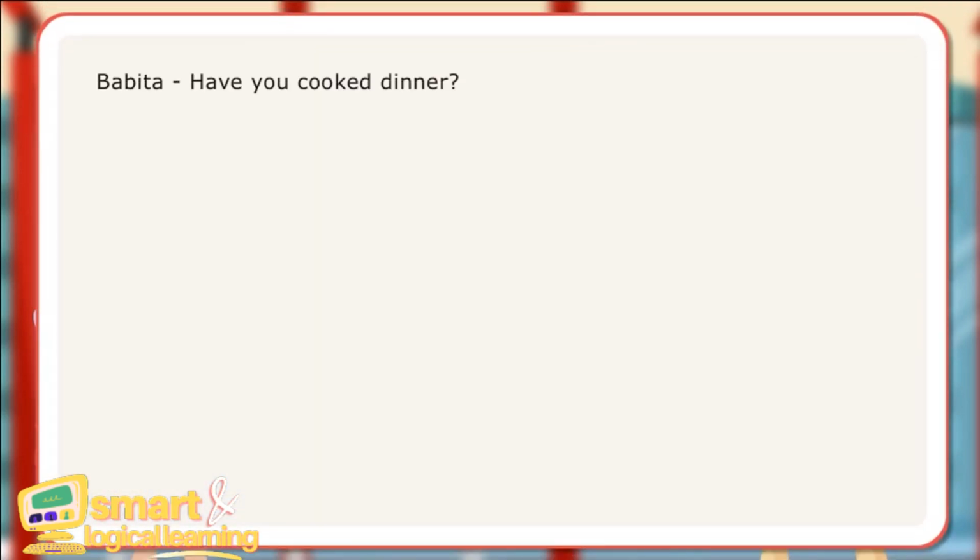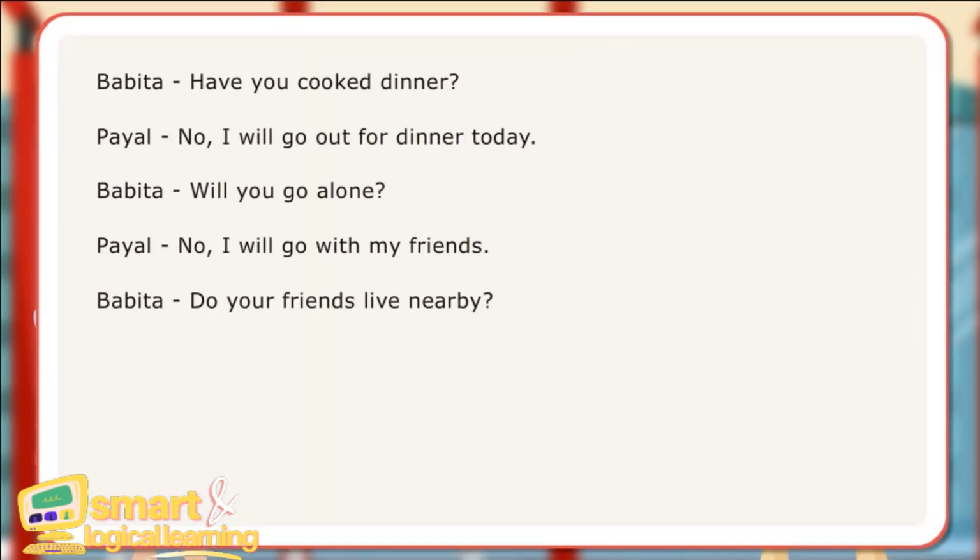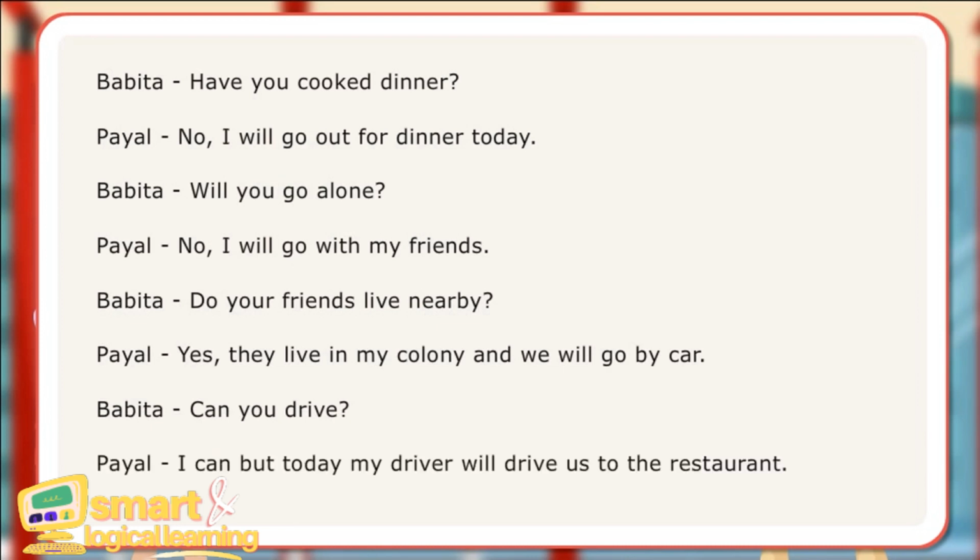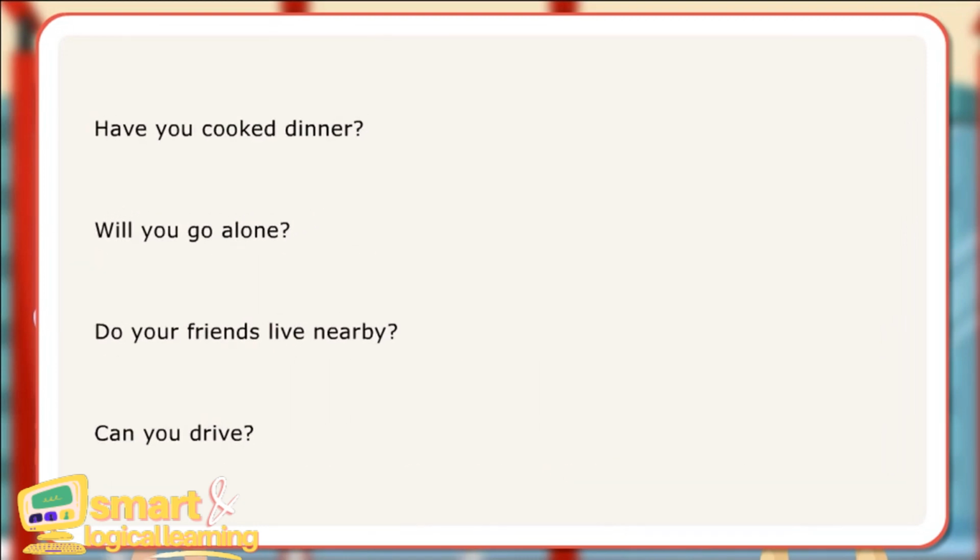In the dialogues, Babita and Payal have used auxiliary verbs like do, can, have, and will to ask questions. Here are examples of sentences using auxiliary verbs do, have, can, etc. to ask questions. Have you cooked dinner? Will you go alone? Do your friends live nearby? Can you drive?